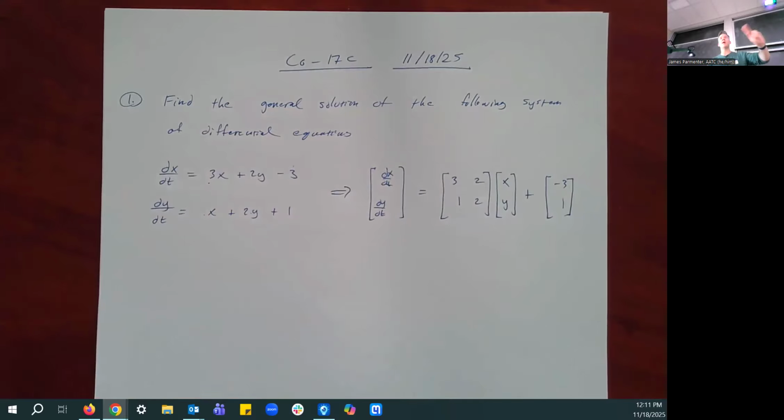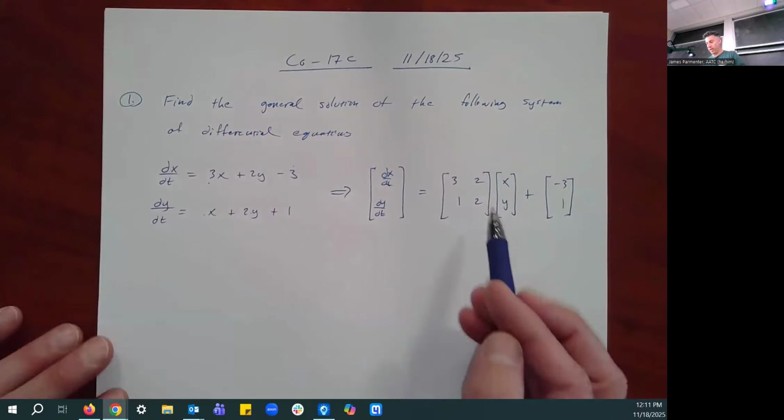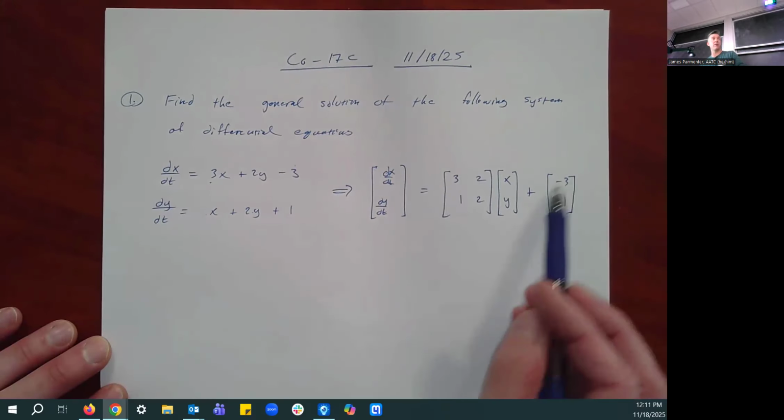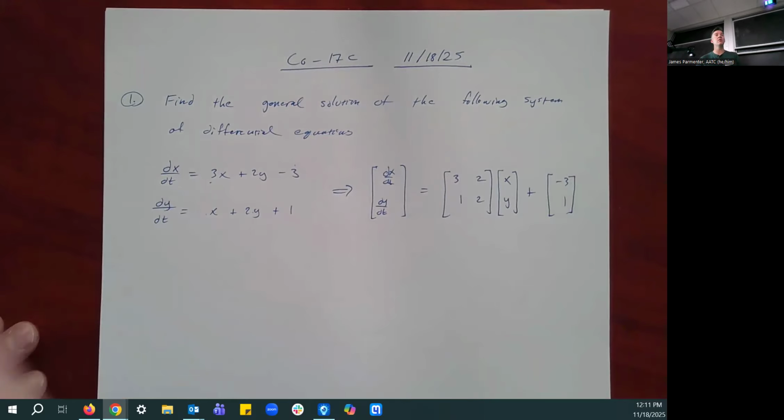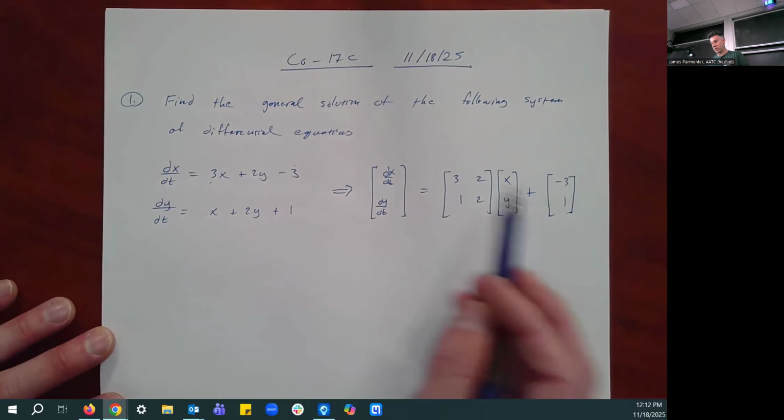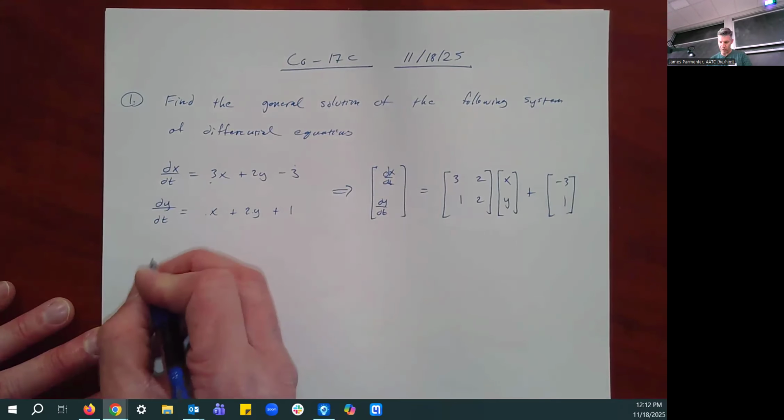So there's two things we have to do. We have to solve this as usual, meaning we pay attention to this matrix and completely ignore this (-3, 1) over here. We also need to find the equilibrium. Those are separate pieces that we combine together at the end to write our solution. So let's find the equilibrium first.